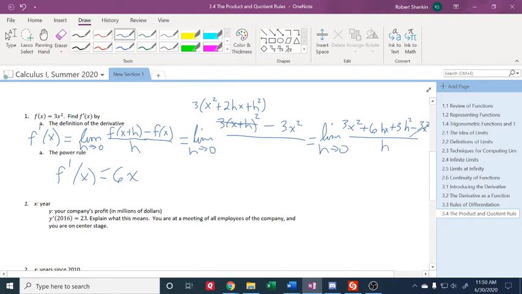okay, and these two cancel each other out. What's left over is these other two terms that both have an h in them. Now the h's cancel. As h goes to 0, it drives this term to 0, and we get 6x, which agrees with my power rule. And we got that.